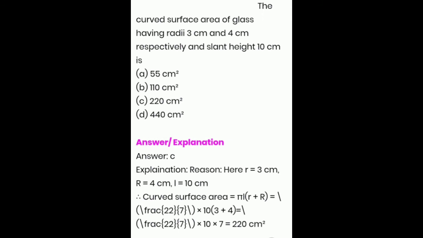Here a glass is there with two radii and slant height. So we want to find the curved surface area. The formula is pi L into (R plus r). Substitute the values. The pi value we know is 22/7 and L value is 10. Then small r and capital R, 3 plus 4. After simplification we get 220 centimeters square.